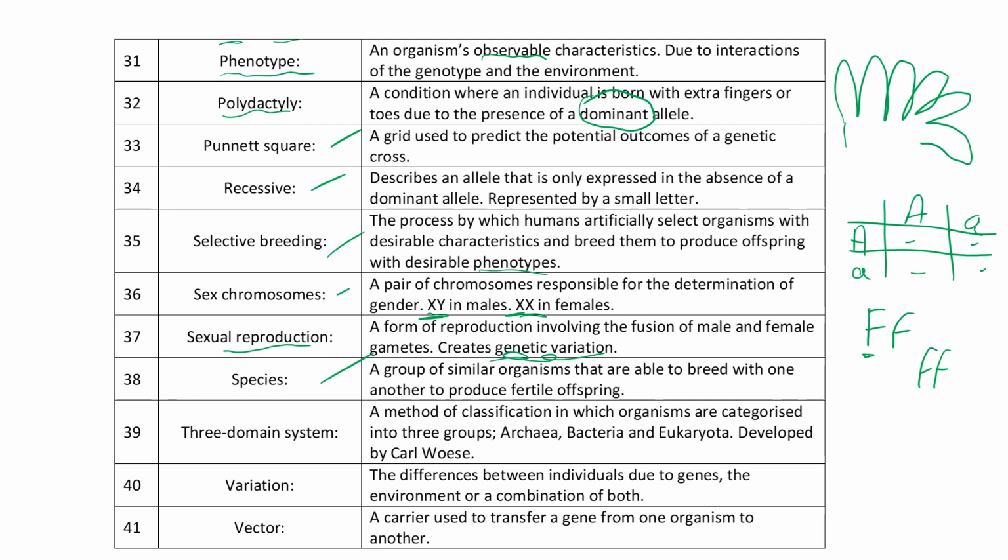A method of classification in which organisms are categorized into 3 groups: archaea, bacteria, and eukaryota. That was by Carl Woese, the 3-domain system.